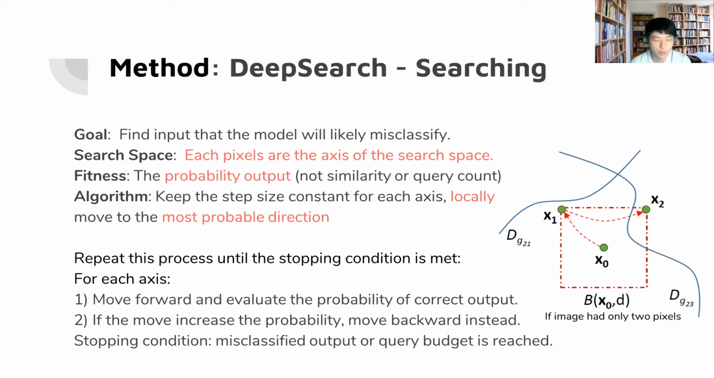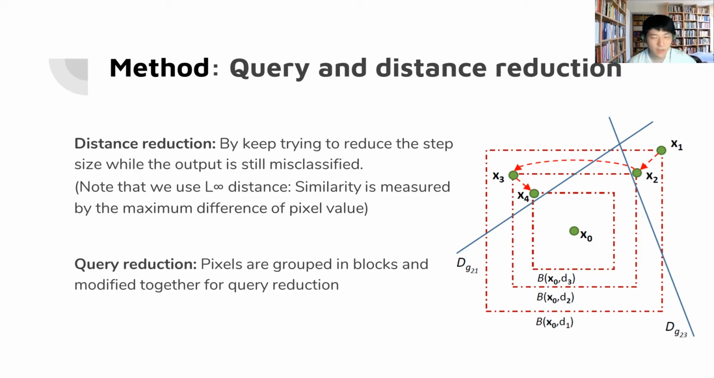So we take an exploratory step on an axis. If the probability of others rise, we stay there, and if not, we go to the opposite direction. This process is repeated until we get an adversarial result. And in order to make the image look more similar to the original one, after finding the adversarial input, DeepSearch performs iterative refinement, which is basically narrowing down the step size as long as the output stays misclassified. On the illustration here, the step size is reduced as long as it is misclassified.